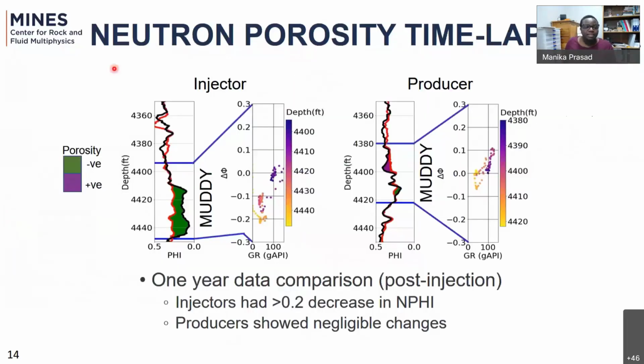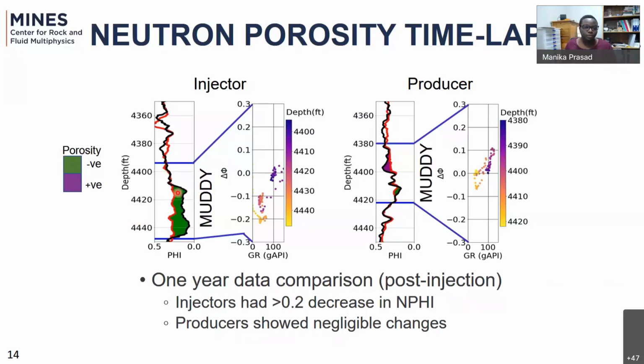So after characterizing the reservoir portion of the wells using the well logs, we went on to see the change happening using neutron porosity time lapse. Here I'll be explaining two wells that are representative of the entire log data. We have an injector and we have a producer here. The muddy formation is within the blue bars shown here, and an increase in neutron porosity is color-coded purple, and a decrease in neutron porosity is color-coded green.